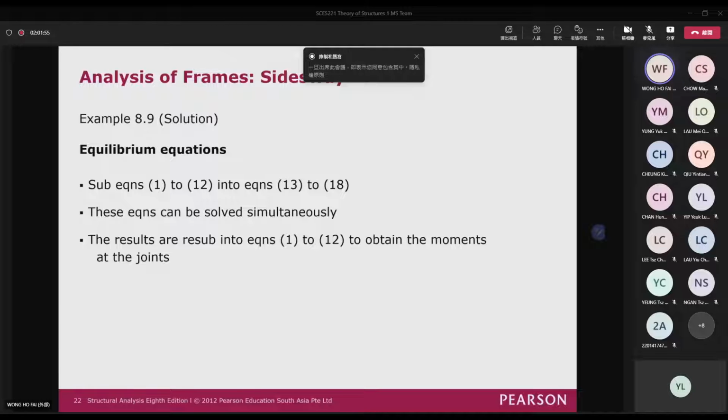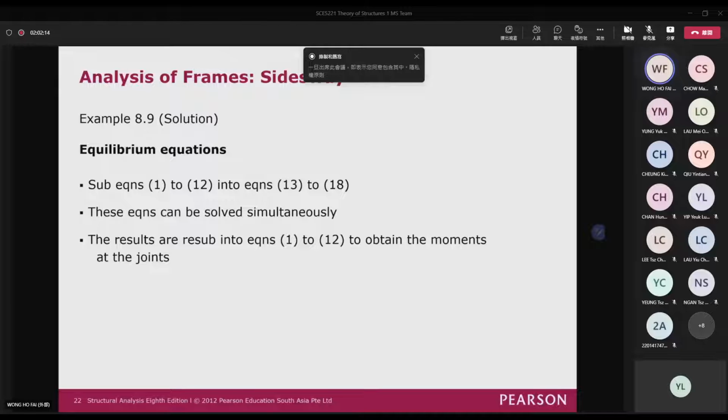Basically, it is difficult when you are having quite a lot of deflections for your structures. So it may not be preferable for sideway frames. Okay.